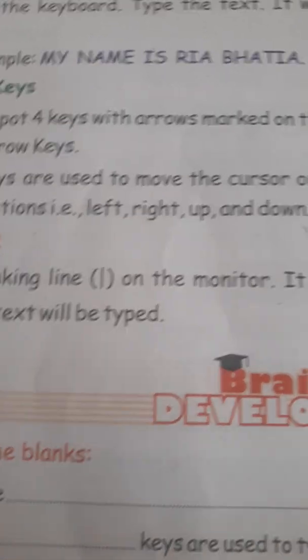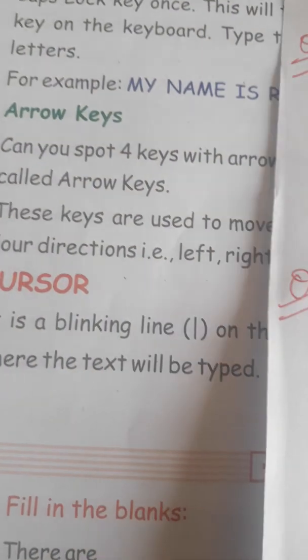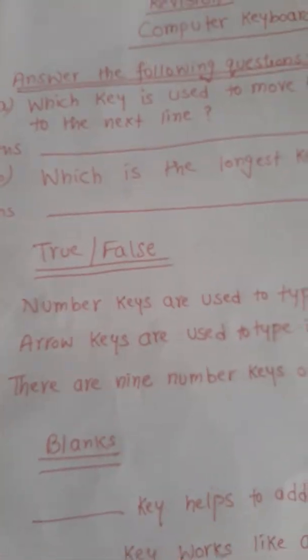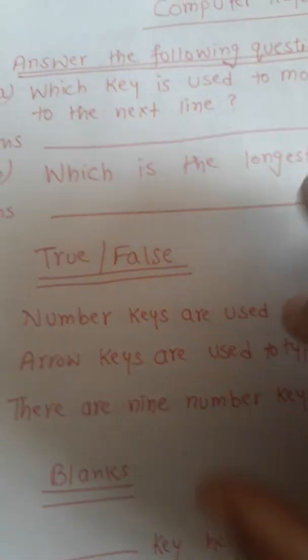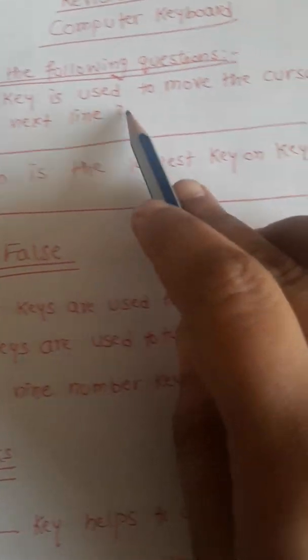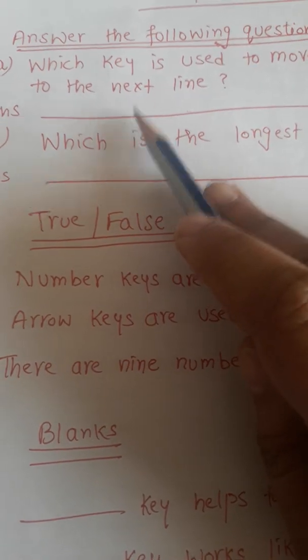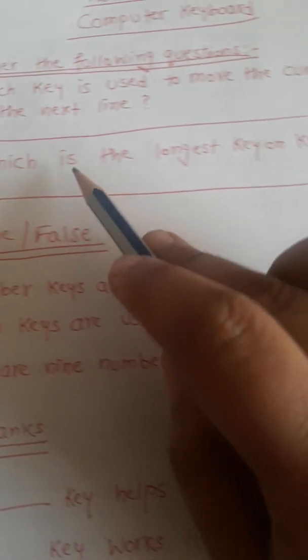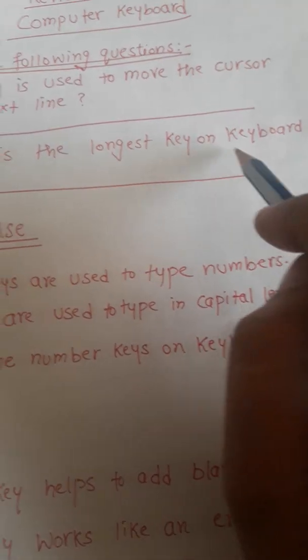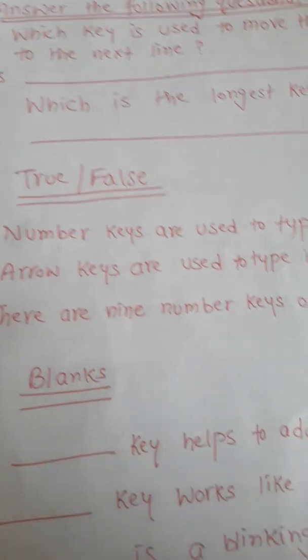Okay. So now we have revised this chapter and I'm sure you all are prepared and ready to do one worksheet. It's going to be very easy, don't worry. Okay, answer the following questions. Which key is used to move the cursor to the next line? Very easy. So you have to write the answer here in one word only. Which is the longest key on the keyboard? Which is the longest key? Think about it and answer.